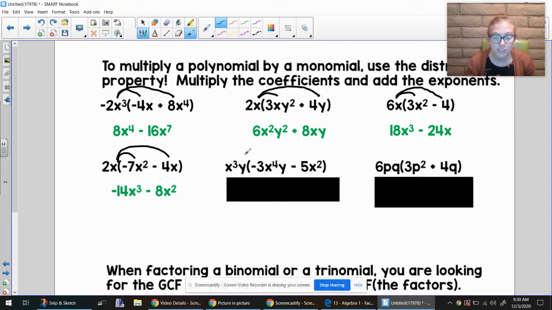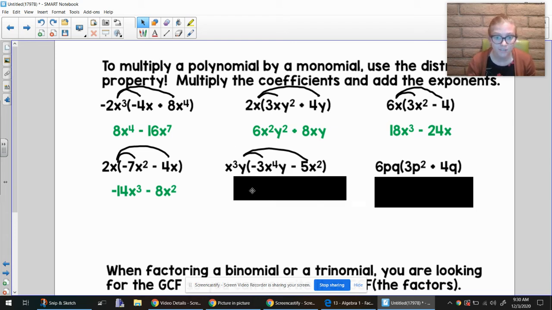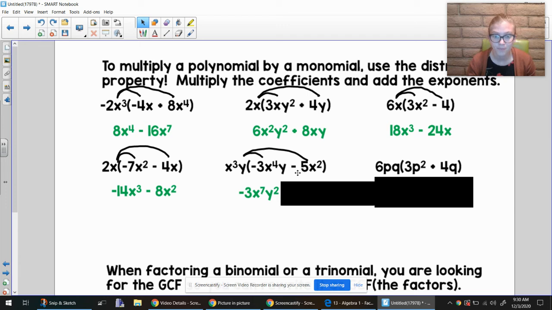The same strategy works when we have more than one variable on the outside. Here we're distributing x to the third y. We're going to add all of our x's together, and then we're going to add all of our y's together. So negative 3, x to the seventh, 4 plus 3 is 7, y squared, 1 plus 1 is 2, minus 5, x to the fifth, 3 plus 2, y.